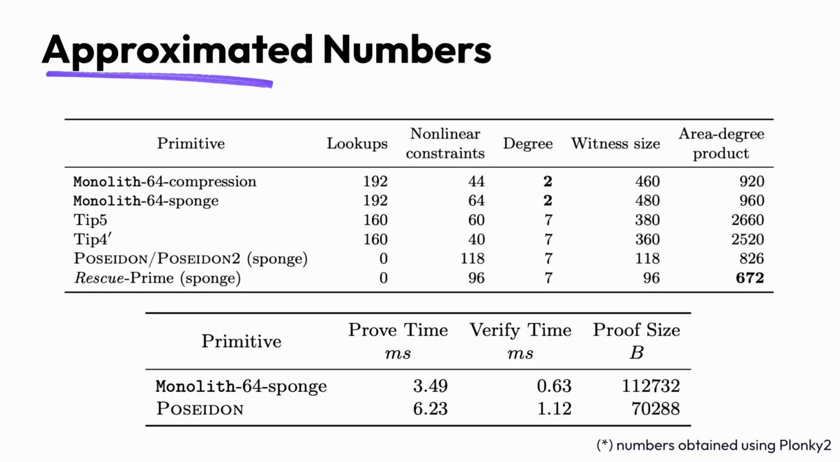Okay, and for example, this is from the actual paper of Monolith. These are the expected numbers that you are supposed to be able to obtain. For example, they got these numbers using the Plonky2 system. And as you can see, if you compare Monolith and Poseidon, the proving time and the verification time is double better from the former to the latter.